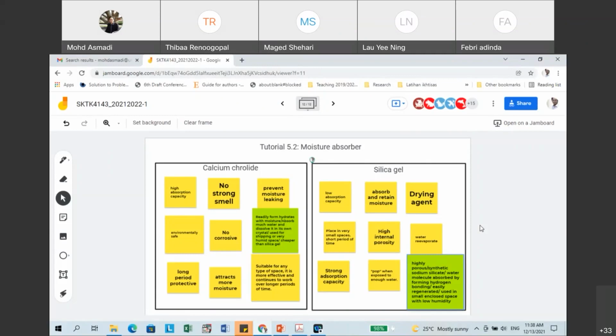Then we use it in a small enclosed space like a closet or food packaging. Sometimes food packaging also has an oxygen absorber to avoid oxidation of the food. Even in the laboratory, we use silica gel rather than calcium chloride. So that is the difference between calcium chloride and silica gel. This is the physical and chemical behavior also.